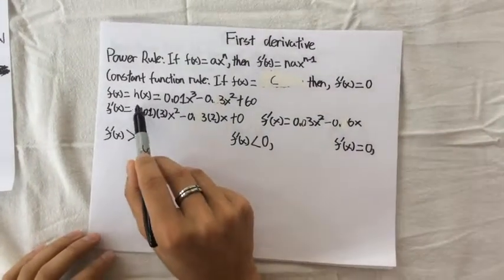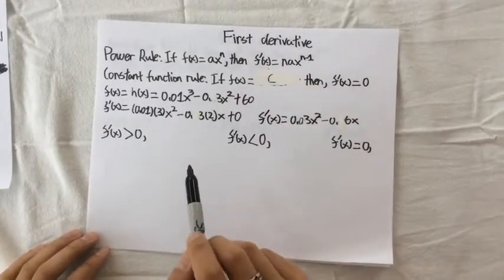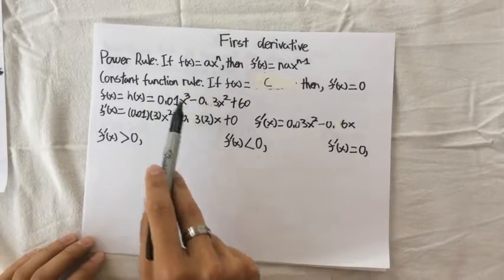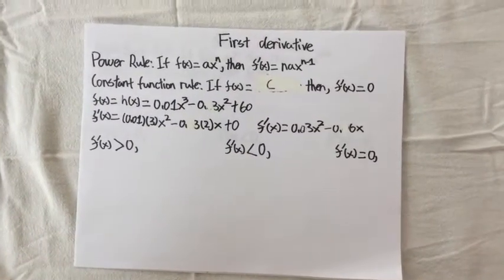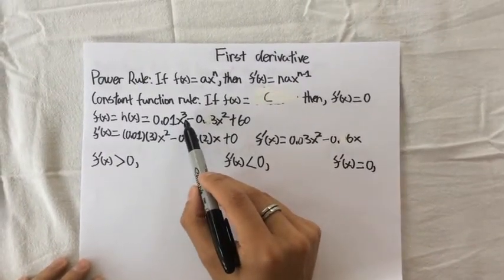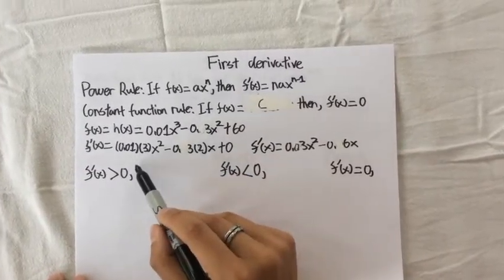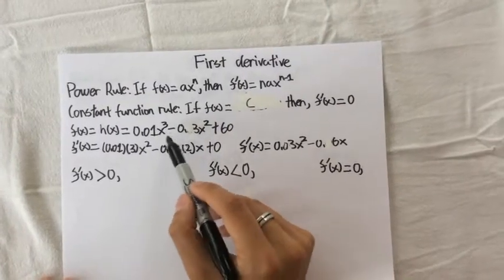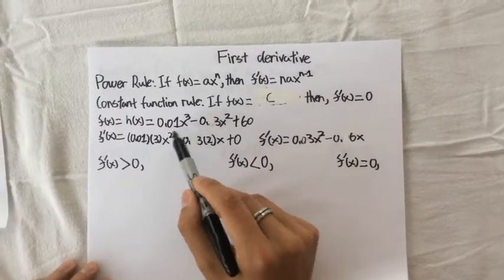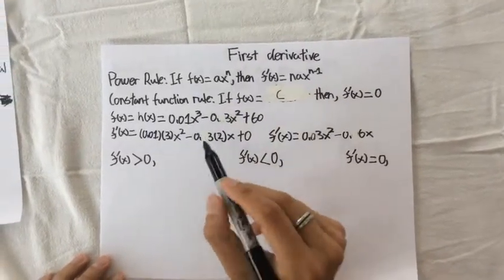Right here, we have h of x equals 0.01 x cubed minus 0.3 x squared plus 60. To take the derivative of each term, we have to apply the power rule and the constant function rule. If we look at the first term, the leading coefficient is 0.01 and the power is 3. According to the power rule, we multiply the leading coefficient by the degree, so we're multiplying 0.01 by 3. And then the degree of the variable will be 1 degree lower, so 3 minus 1, which is squared.